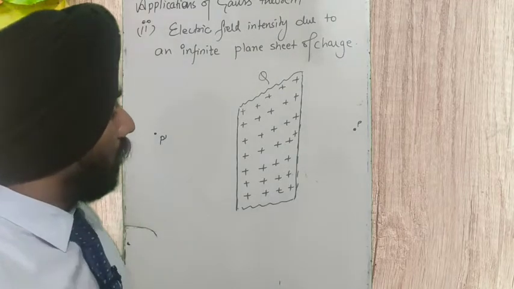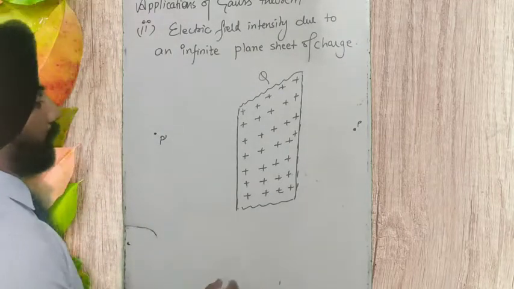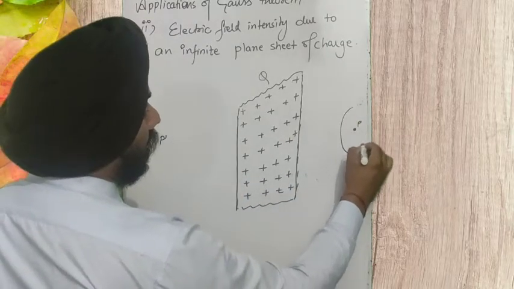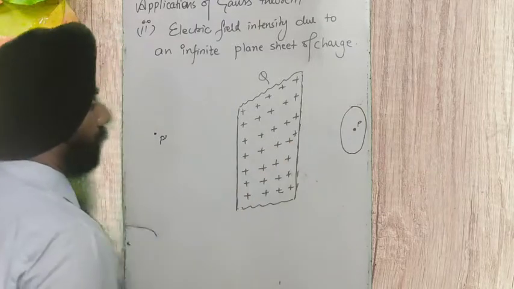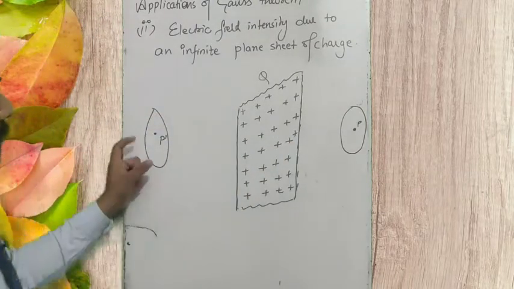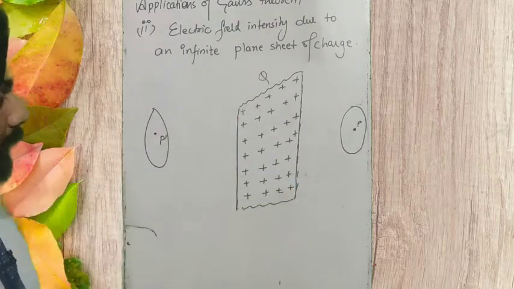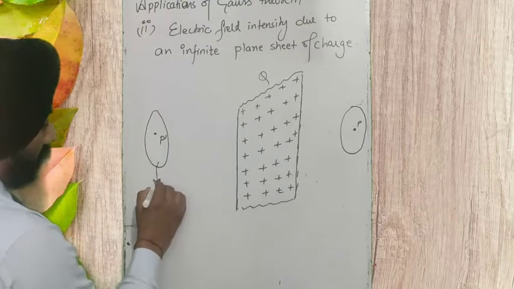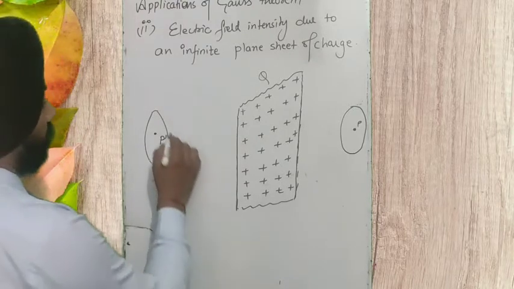Okay, so now I'm considering a cylindrical Gaussian surface which can pass through both the points P and P dash, having area of cross section capital A.